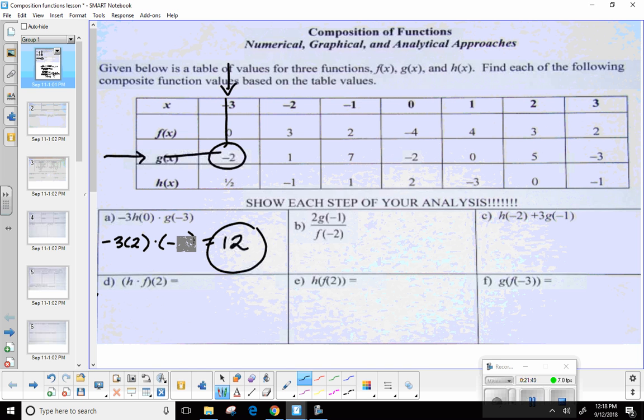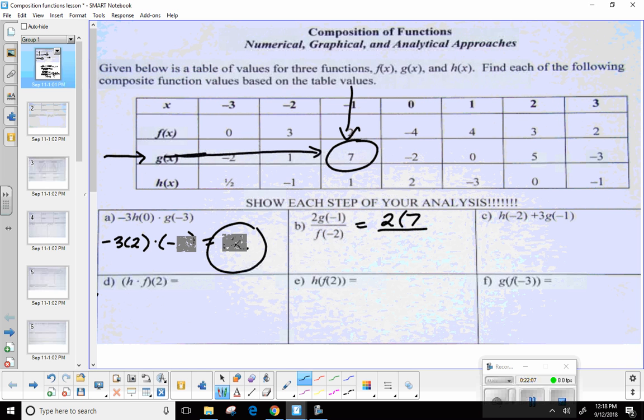Okay, so we won't worry about the 2 just yet. We have to evaluate the function. So let's see here. G of -1. So we're still in the same row. Okay, but we want -1. What's that give me? 7. Is everybody seeing how I'm using the table to find these? Okay, so this would be 2 times 7 divided by, now I want f of -2.